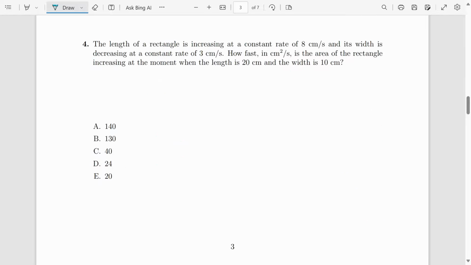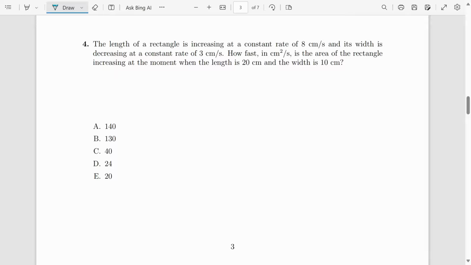Question 4. We've got a nice related rates problem. So we have a rectangle. The length of the rectangle is increasing at a rate of 8 centimeters per second, and its width is decreasing at a rate of 3 centimeters per second. How fast in cubic centimeters is the area of the rectangle increasing at the moment when the length is 20 centimeters and the width is 10 centimeters? That's a lot of words and information thrown at you, but this problem is not so bad.